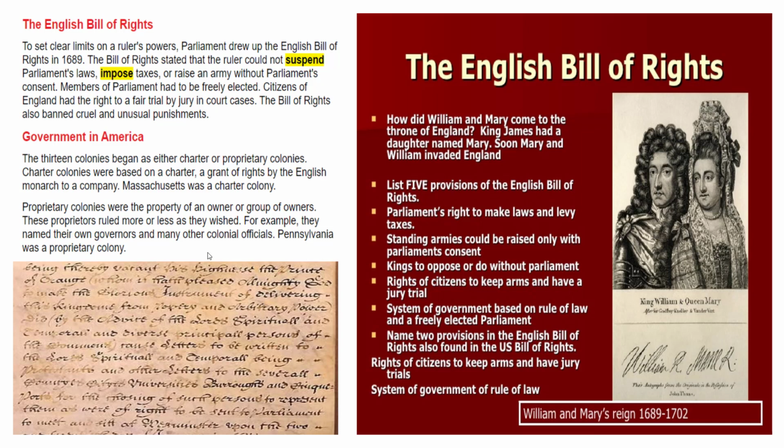Number 4, those members of Parliament had to be freely elected. Number 5, the citizens of England had the right to a fair trial by jury in court cases. And 6 and 7, the Bill of Rights also said you couldn't use cruel punishment and you couldn't use unusual punishment. So these were many other protections in the English Bill of Rights.